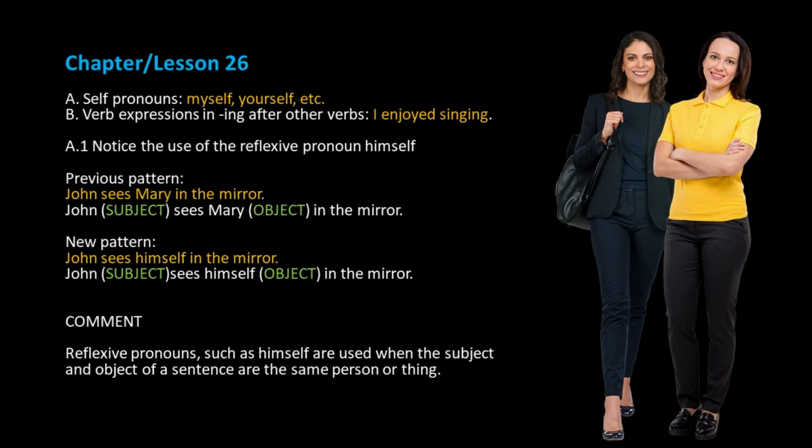Previous pattern: John sees Mary in the mirror. John, subject, sees Mary, object, in the mirror. New pattern: John sees himself in the mirror. John, subject, sees himself, object, in the mirror. Reflexive pronouns, such as himself, are used when the subject and object of a sentence are the same person or thing.